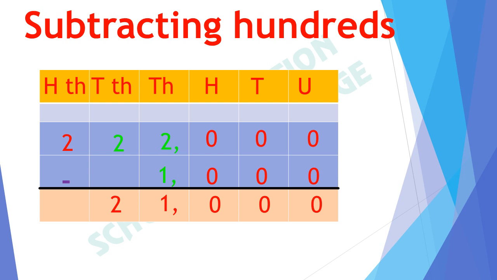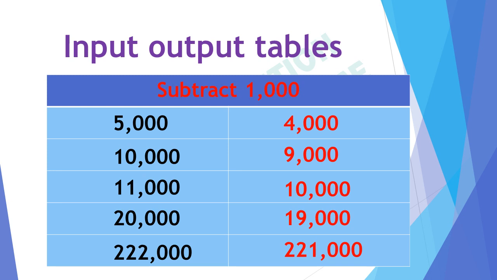Then we move towards the 100,000s. In the 100,000s there is only 2. There is nothing to subtract, so we will write it as it is. It means if we subtract 1000 from 222,000, we get 221,000. So we will write 221,000 in the input-output table.